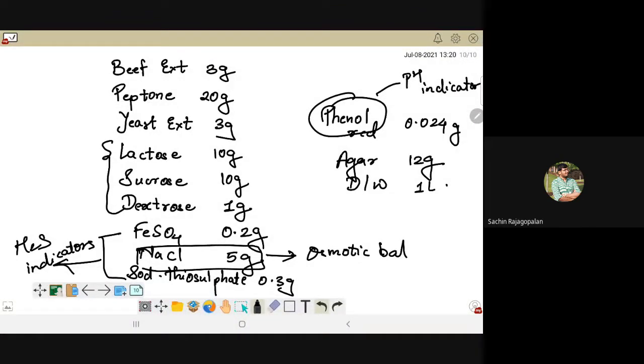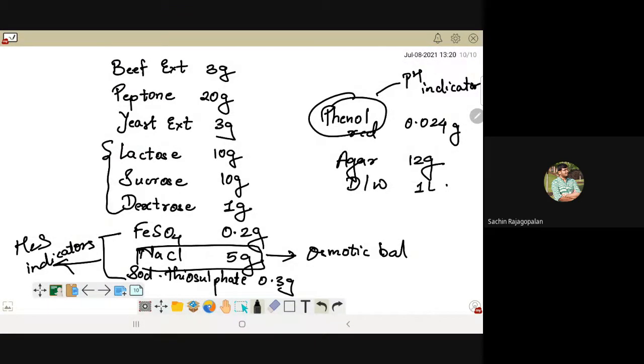So we have dissected the use of every single component that is present in the media. Now, thiosulfate, other than just being a part of H2S indication, is also very important to inactivate any halogens which may be present in the sample from which you are passing this organism, because normally halogens end up inhibiting the growth. So thiosulfate can interact with the halogens and minimize the toxicity that may be caused to the microorganism that you're trying to grow on TSI.